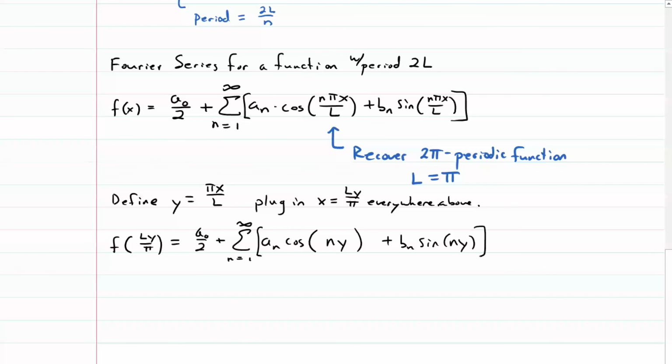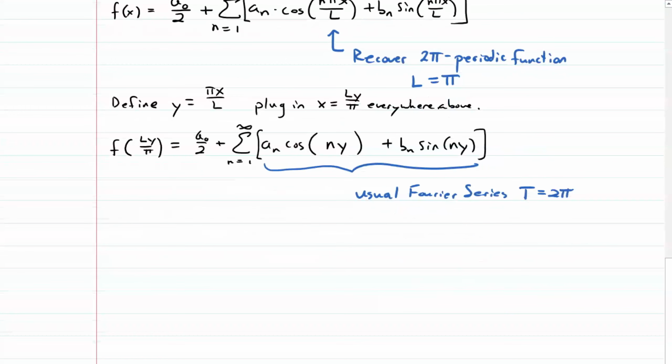Now this thing on the right-hand side, this is my usual Fourier series for something which is 2 pi periodic. This is the usual Fourier series when the period is 2 pi. And we know how to get those coefficients. To get the nth coefficient, I multiply the function on the left by cosine of my and integrate.